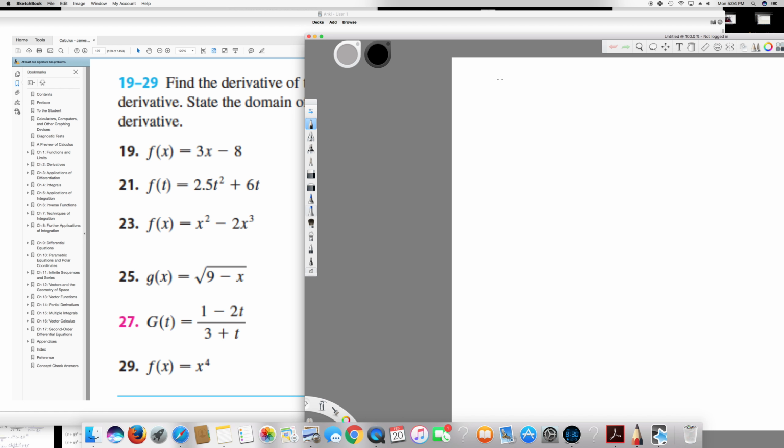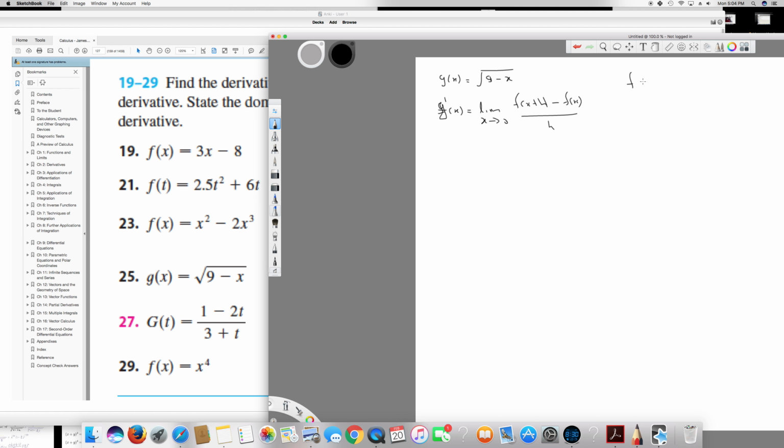The next question is g of x is equal to square root of 9 minus x. Let's do the derivative equation. g prime x is equal to the limit as h approaches 0 of g of x plus h minus g of x over h.